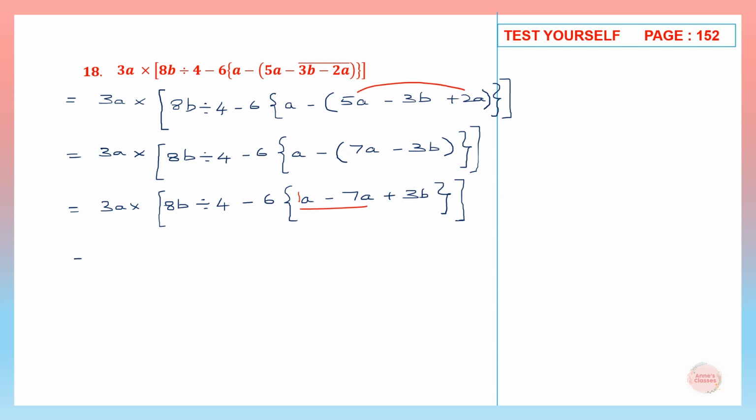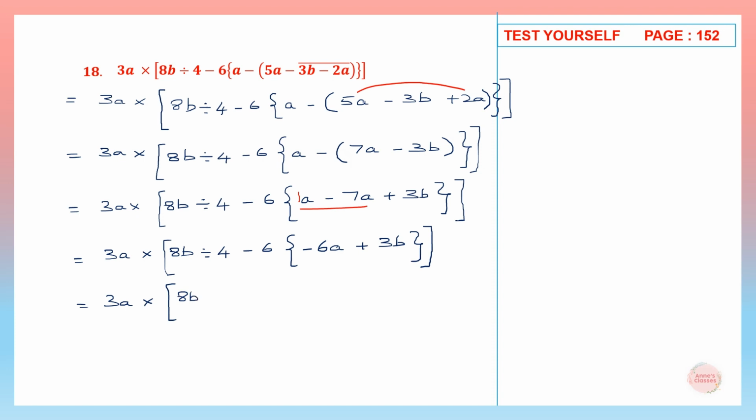So let's write everything else as it is. 3a into 8b divided by 4 minus 6, and then we have the curly bracket. Now here 1 minus 7a, 1 minus 7 is minus 7 minus 1 is 6, 6a plus 3b, and then again we close the curly bracket and the square bracket.